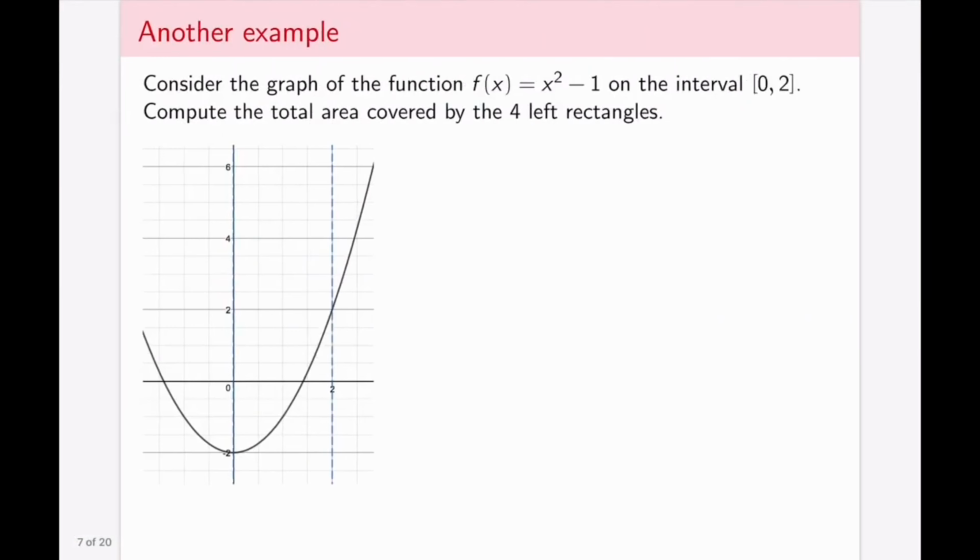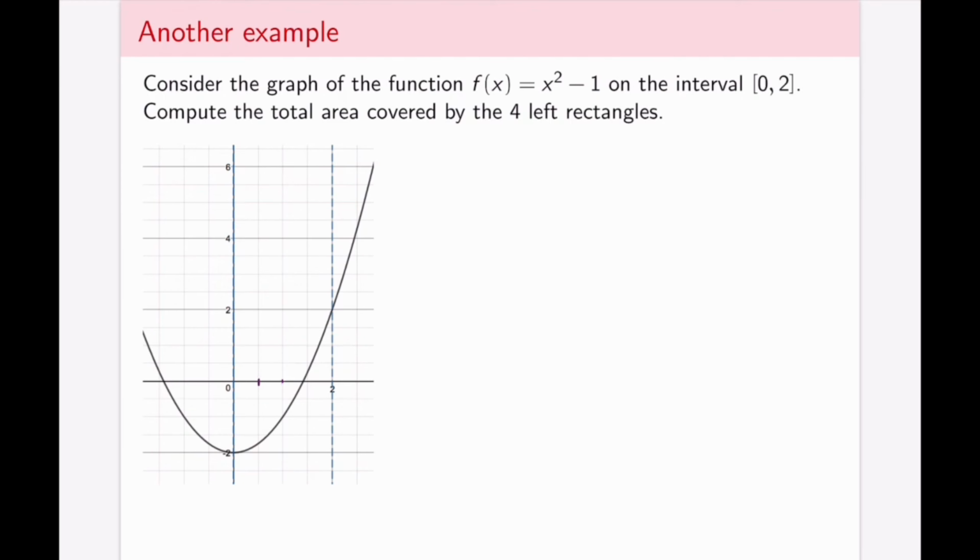In particular, the visual support can be useful if the graph falls below the x-axis. So let's see what happens here. This is the graph of x squared minus 1, and again on the interval between 0 and 2. We're asked to compute the total area covered by the 4 left rectangles. So let's see what happens here.